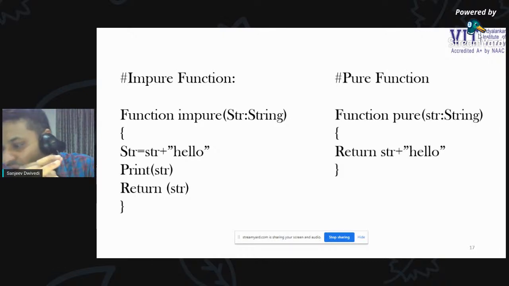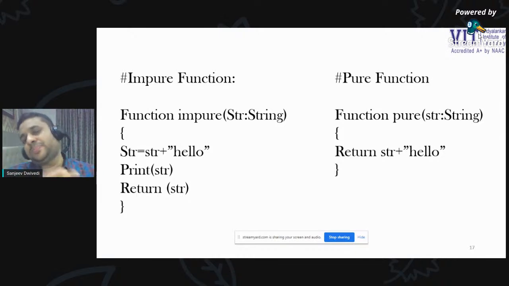Now we have something called a pure function. What is the disadvantage of an impure function? It can generate side effects, because since it is changing the state of arguments, we can have a mutable object as an argument, and the function may tend to change the state of the object. So we will not recommend this kind of function when it comes to functional programming.